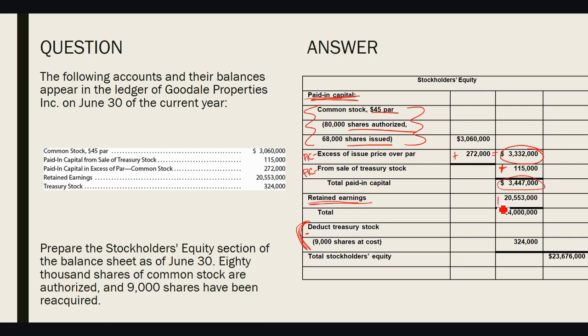Then we add in retained earnings, and so our total here, equity at that moment, is $24 million. Then we deduct out the value that went out because we purchased 9,000 shares at cost. And so our total stockholders' equity is $23,676,000.